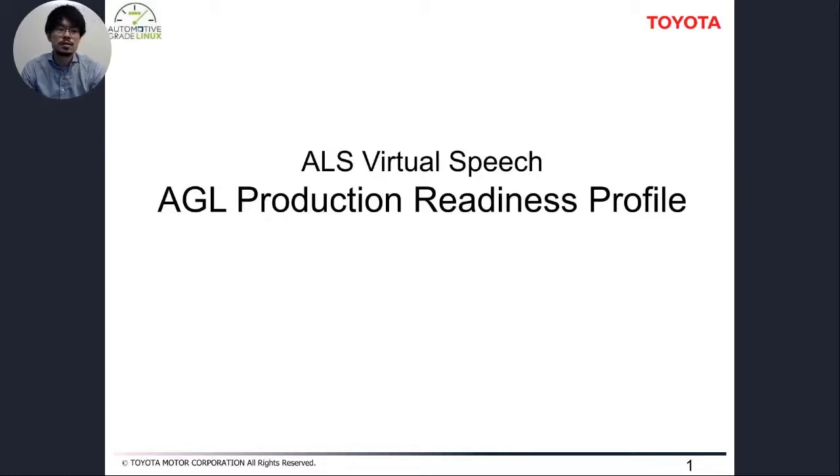Welcome to this session. In this session, we'd like to talk about the AGL Production Readiness Profile. That is a new AGL IVI activity focusing on product adoption.